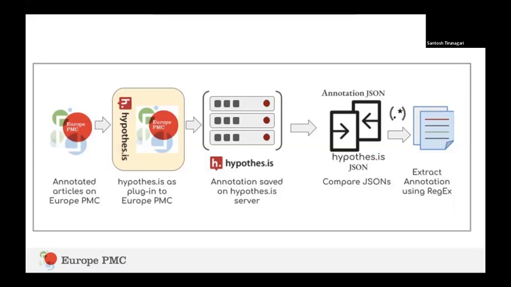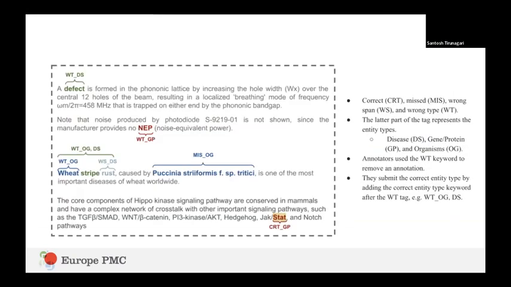And we have explained to the curators from Molecular Connections, which is in India, how to annotate using a prescribed annotation guideline. So the annotators have used this tool on the Europe PMC's platform to annotate the entities mentioned. For example, the annotators were asked to use prefixes such as CRT, that is correct, MIS for missed, WS for wrong span, and WT for wrong type.